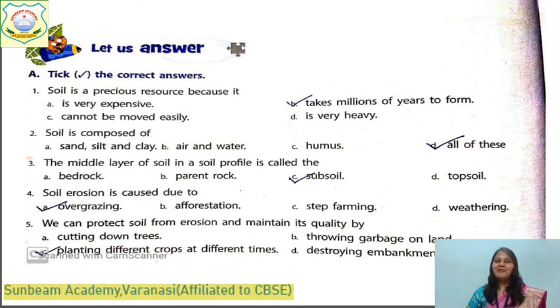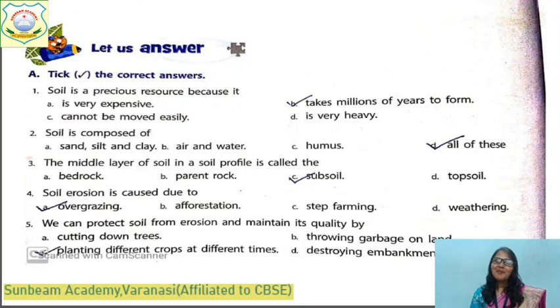Here are the book exercises which you have to do. Soil is a precious resource. Precious means very valuable. Why? It is very expensive. It takes millions of years to form. This is the right answer. It is very heavy, cannot be moved easily. These are wrong. So which will you take out? Tick: takes millions of years to form.